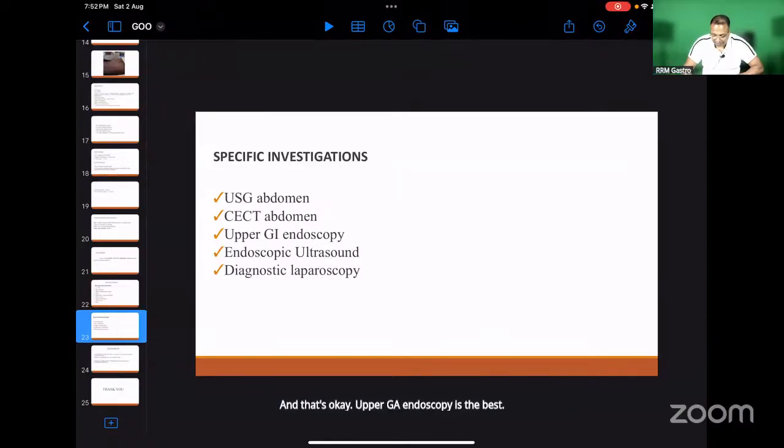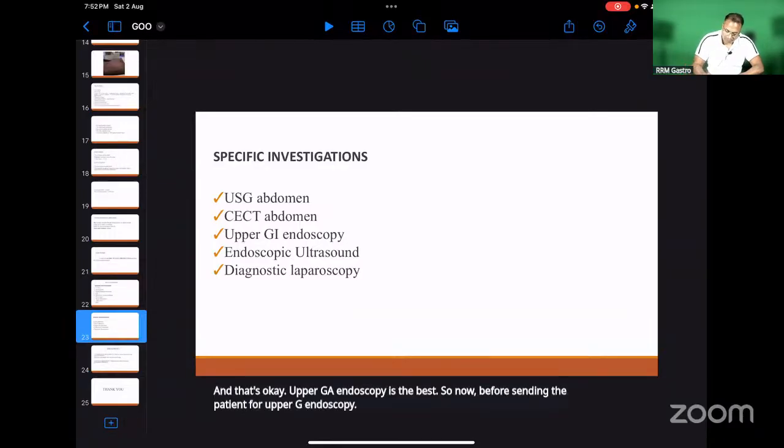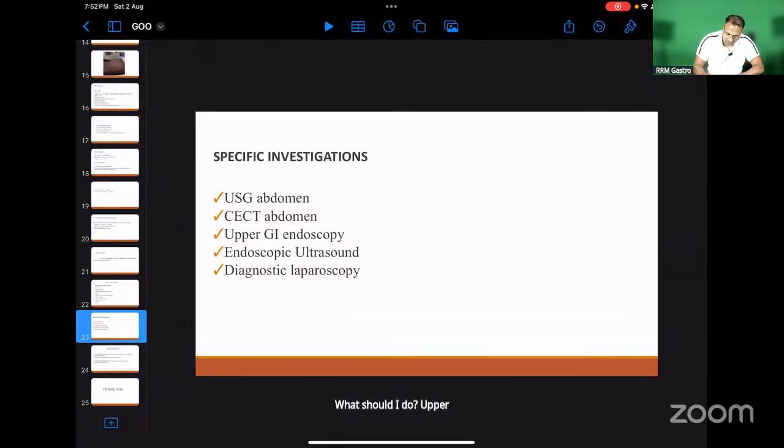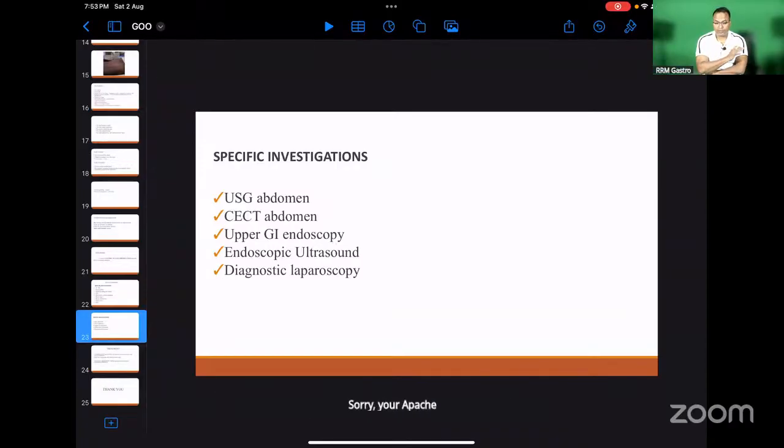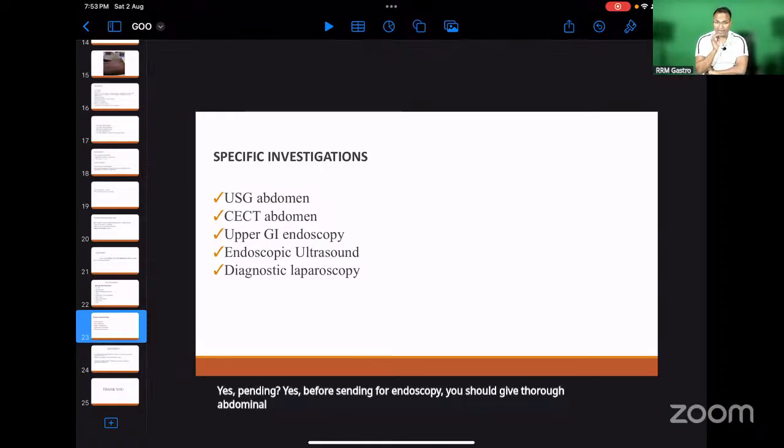So now, before sending the patient for upper GI endoscopy, what should I do? I have to put a wide bore Ryle's tube and wash the stomach thoroughly 3 or 4 times before sending. Yes, before sending for endoscopy, you should give a thorough gastric lavage.